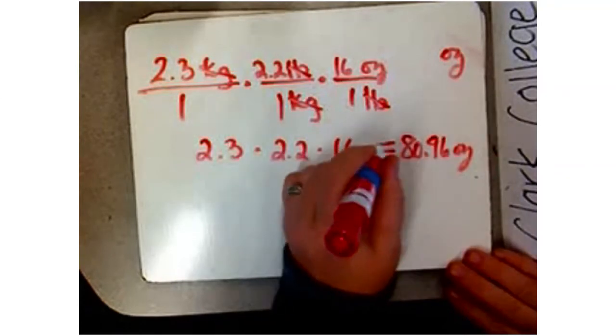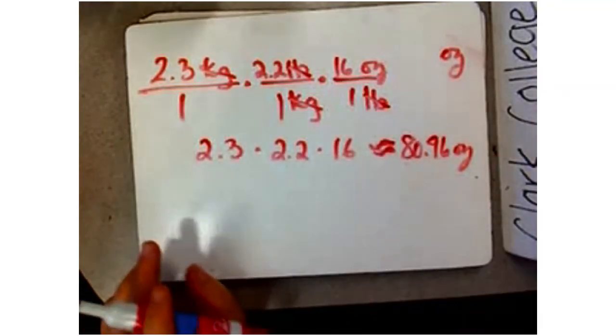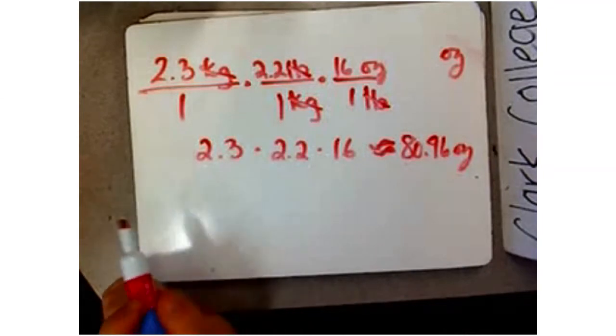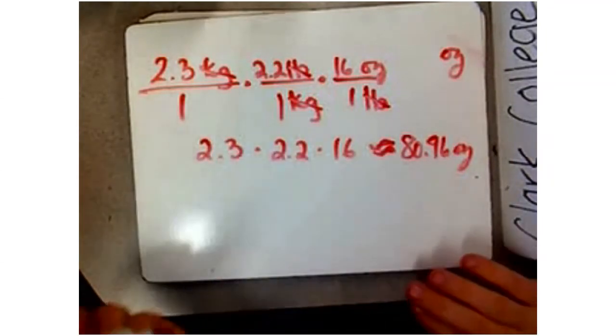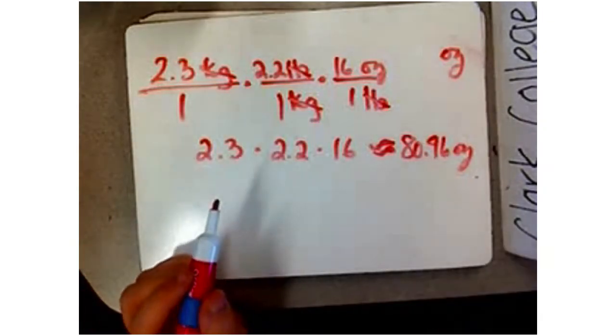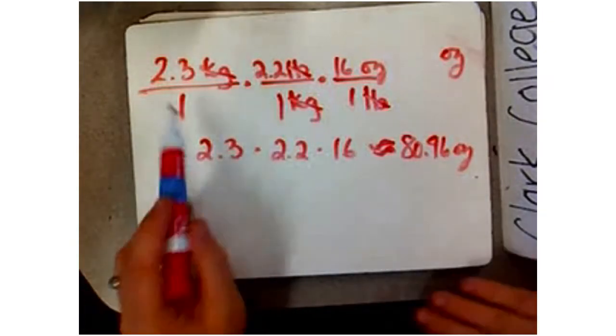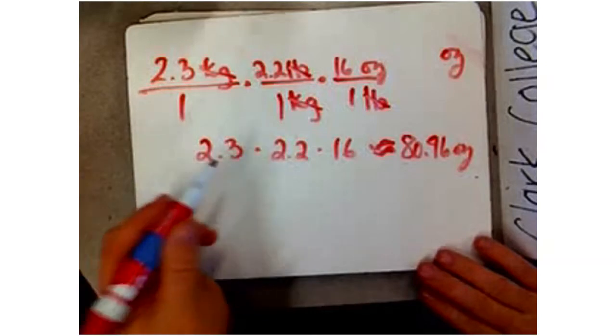80.96 ounces, and it's approximate because these conversions are approximate. All right, so that's one way to solve it. Another way to solve it is if you looked back at your chart and noticed, well, I have grams to ounces, we could change our kilograms to ounces.